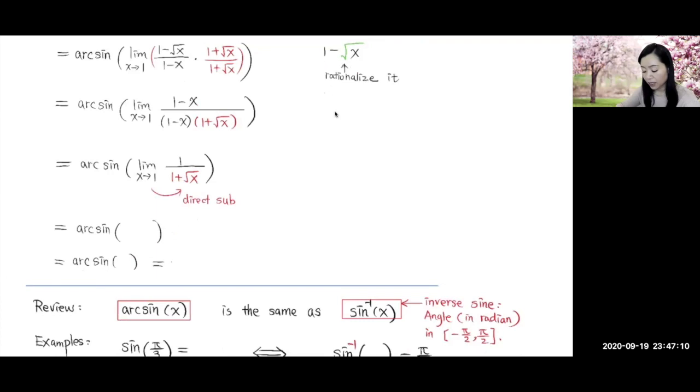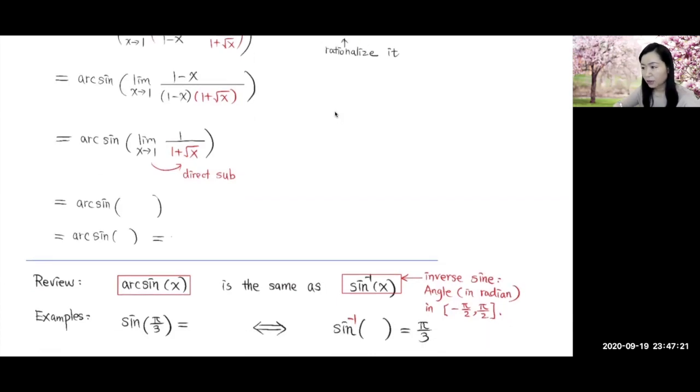So we're taking the limit of this function. We can do a direct substitution here because it is a quotient of continuous functions, and 1 is in the domain for this function. It's not going to make the denominator equal 0. So we can go ahead and do a direct substitution here. That will give us 1/2. Arc sine of 1/2 is equal to pi over 6.